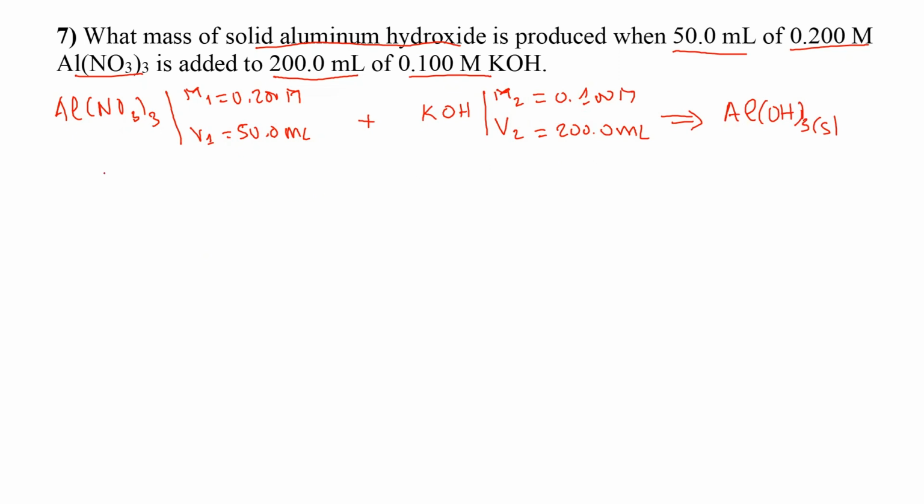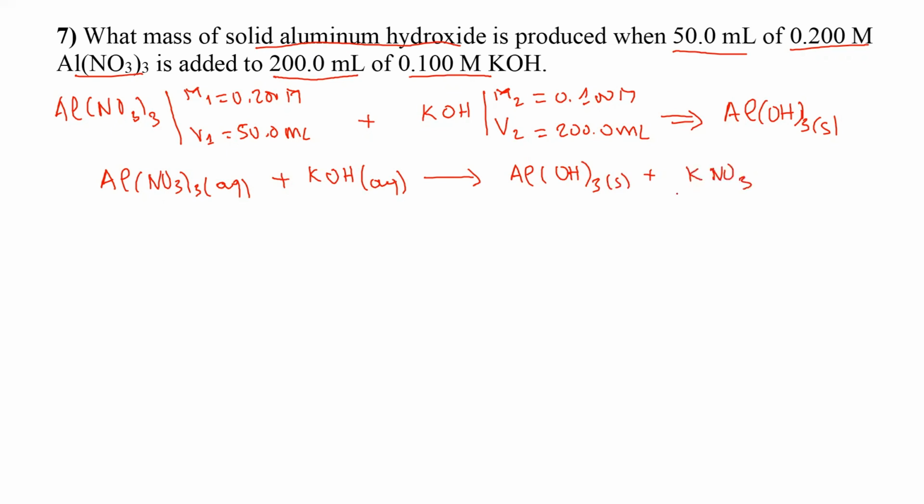So let's write the balanced reaction. We know that aluminum nitrate, anything with nitrate is soluble, so aqueous, plus potassium hydroxide, anything with potassium is soluble, aqueous, will give aluminum hydroxide, which will be solid, plus potassium nitrate. But let's balance our chemical equation. We have 3 OH, so we need 3 here, 3 potassium, we need 3 here, 3 nitrate, 3 nitrate. Our equation is balanced. So we have a reaction where the number of mole of both reactants have been given.